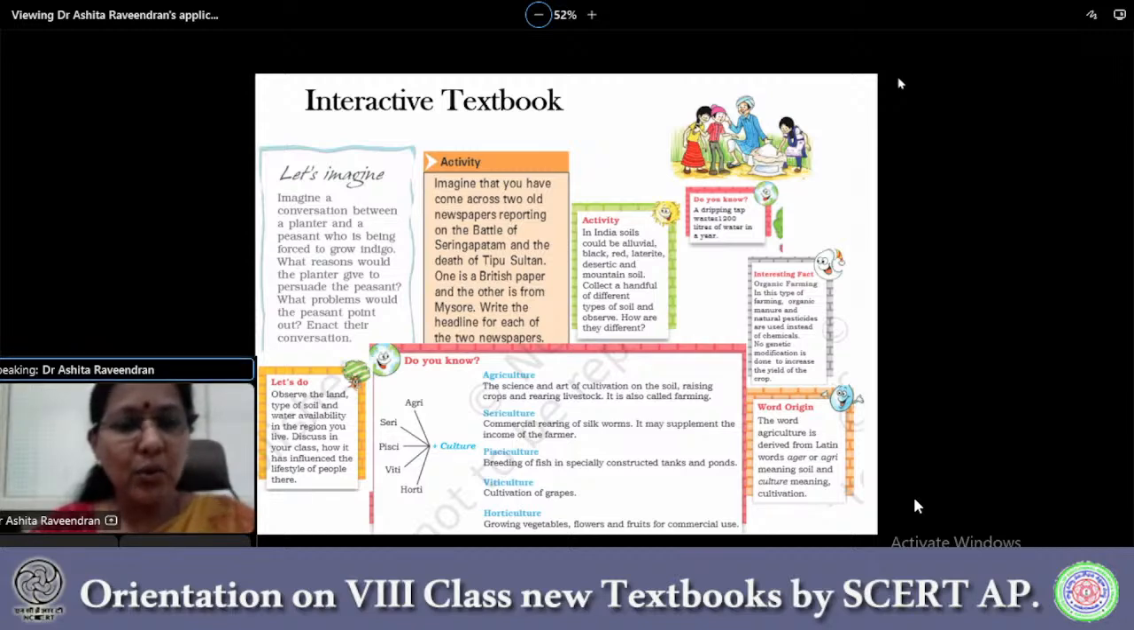And there is Do You Know, where it's all facts and information being presented. They have given what it means to be agriculture, what is sericulture, pisciculture, viticulture, and horticulture. All these things have been pictorially represented, so that it becomes very attractive for the child, and the child reads it and understands the information. So this is how interactive our social science textbooks are.